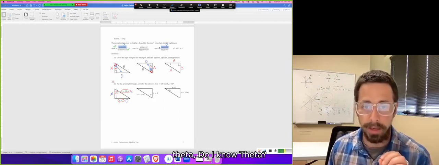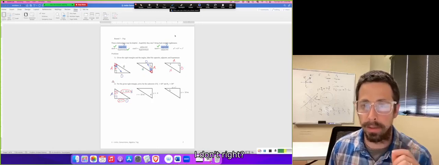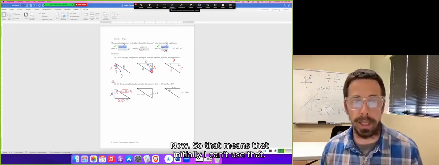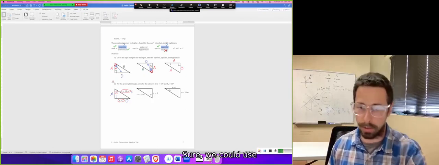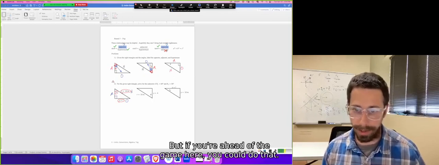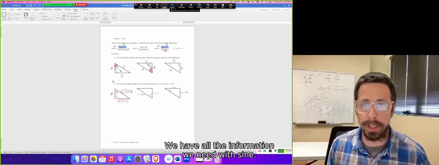Tangent theta. Do I know theta? I do. It's that value given. Do I know the value of the adjacent? I don't. Right. So that means that initially I can't use that. Could I solve for that adjacent? Sure, we could. We could use Pythagorean theorem, which is number 3. But if you're ahead of the game, hey, you could do that, but try to work smarter, not harder, right? We have all the information we need with sine.